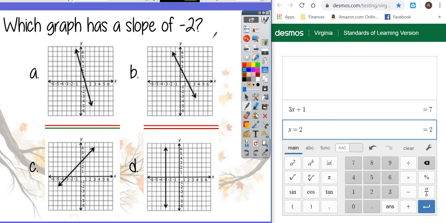We've got a graph, and we have to pick a graph that has a slope of -2. So the first thing we're going to do there is look at all the slopes and see what kind of slopes they have. This has a negative slope. This has a negative slope. This has a positive slope. And this has an undefined slope. So we know for sure that C and D are out. But we need to find a -2 slope.